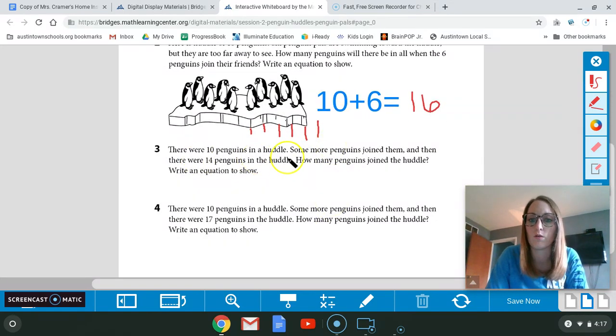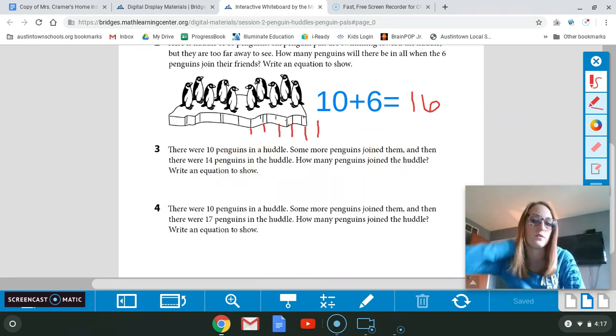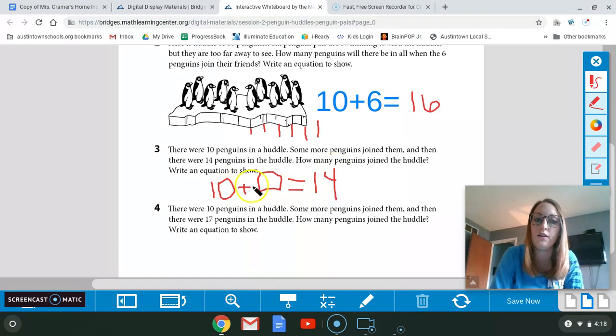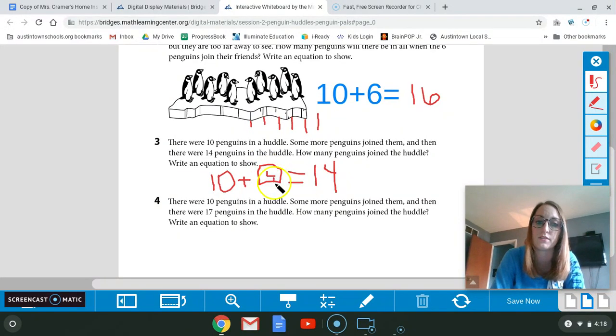There were 10 penguins in a huddle. Some penguins joined them, and then there were 14 penguins in the huddle. Oh, I got a sum. What do I use when I see the word sum, meaning not sure how many? That's right, I use a box. So there were 10 penguins in a huddle, okay? And then some more joined. So is it plus or minus? It's plus. Some more joined, and now we have 14 altogether. So 10 plus something equals 14. How many joined the huddle? Well, if I start at 10, I can count on 11, 12, 13, 14. Or I can just know 10 and 4 more gets me 14 if I knew my facts, okay?